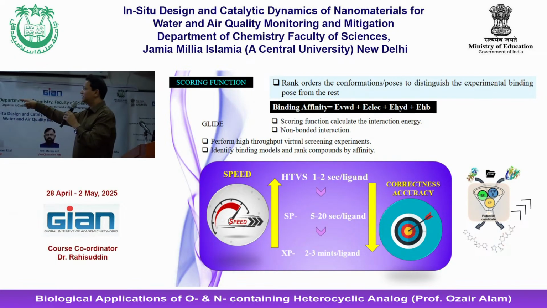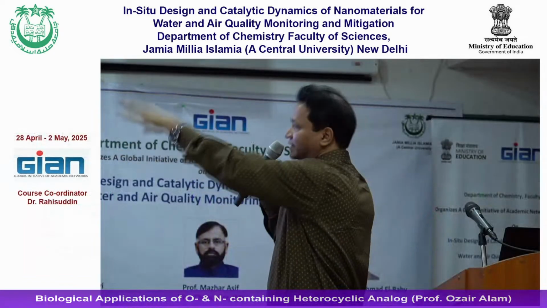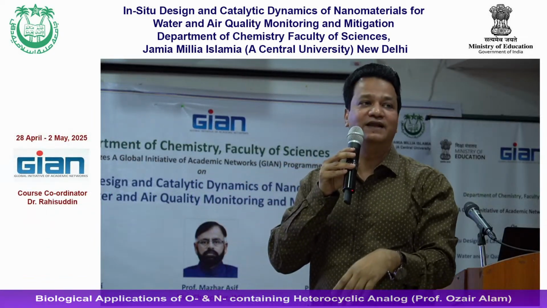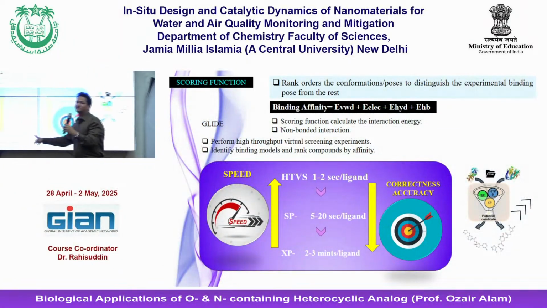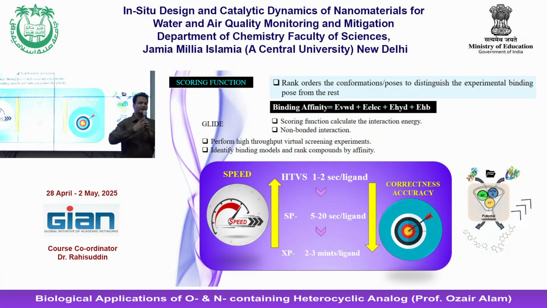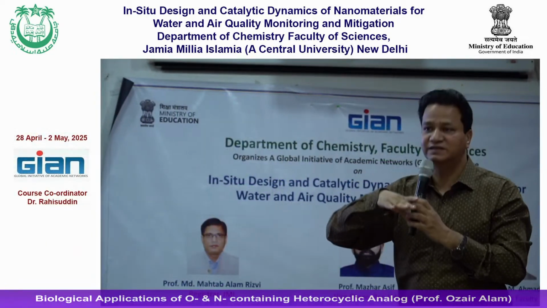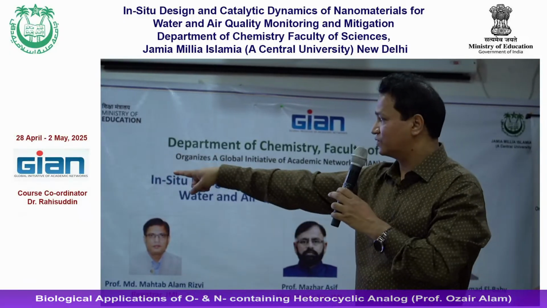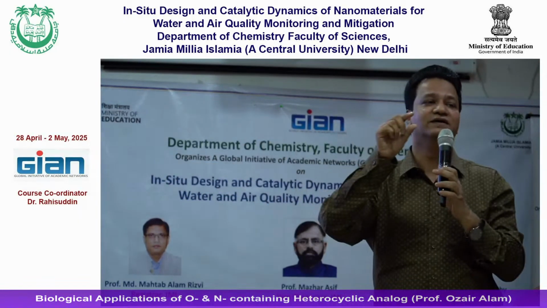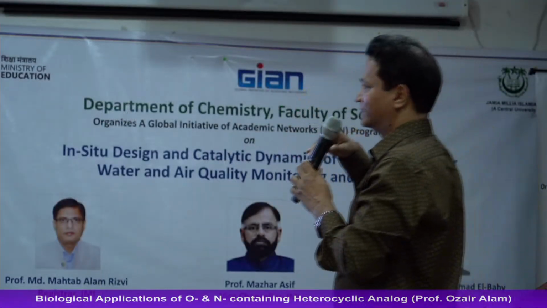So for that, initially we have to go through HTVS. With HTVS you can handle a large number and the speed is high, but accuracy is less. Accuracy is more in the case of extra precision. So suppose you take 10,000 molecules, after HTVS you get 1,000, after SP from those 1,000 you get 50, then the 50 go for extra precision, and finally you get 2 or 3 hit molecules which have a good score or good binding.